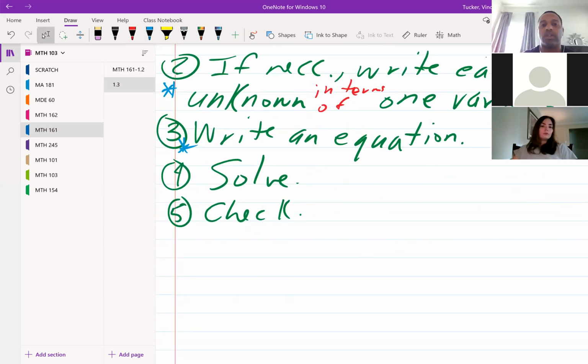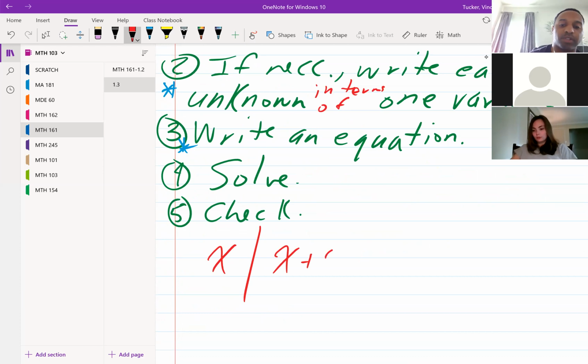Going back to writing each unknown in terms of one variable. What we mean by that is that you let one be x, and then the other unknown may be x plus 2 or maybe 3x or whatever. You want to write them all in terms of the one variable.